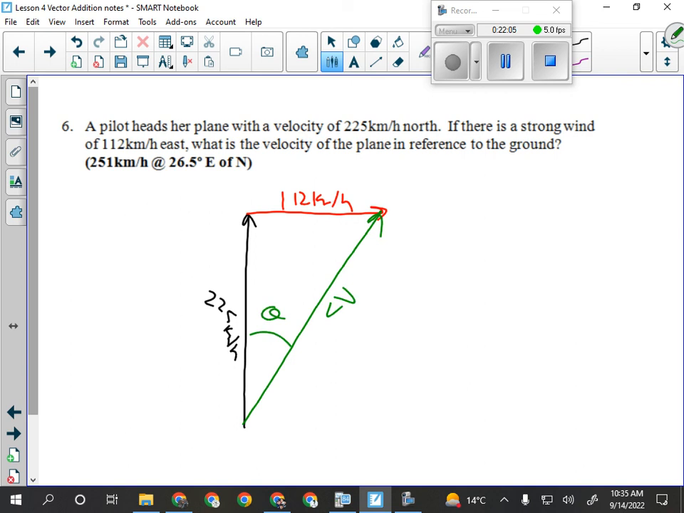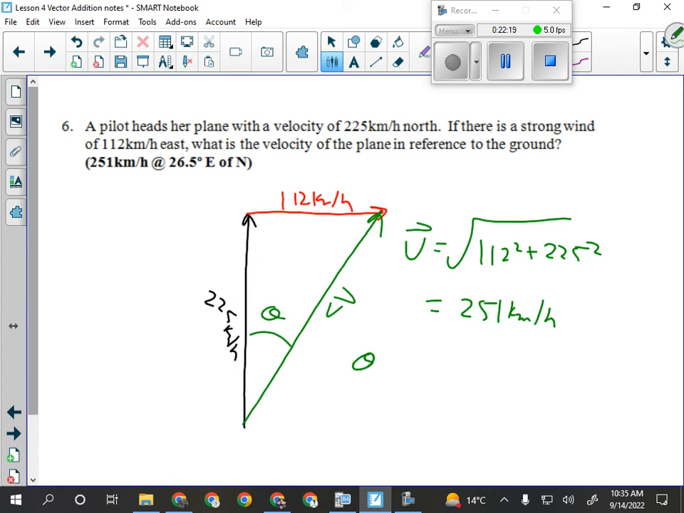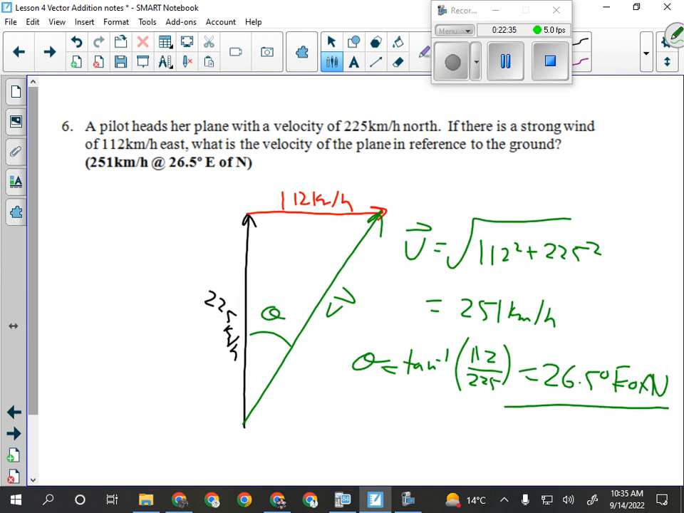Okay, and we're just looking for that v, so it'll just be the square root of 112 squared plus 225 squared, which will give us 251 kilometers per hour. And then we need our vector, which will be tan inverse of 112 divided by 225, which should give us our 26.5 degrees east of north. Okay? Are you all right with that one?